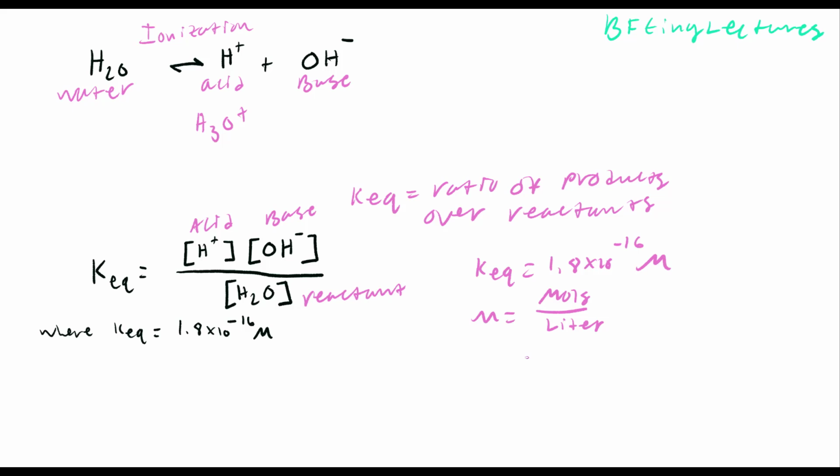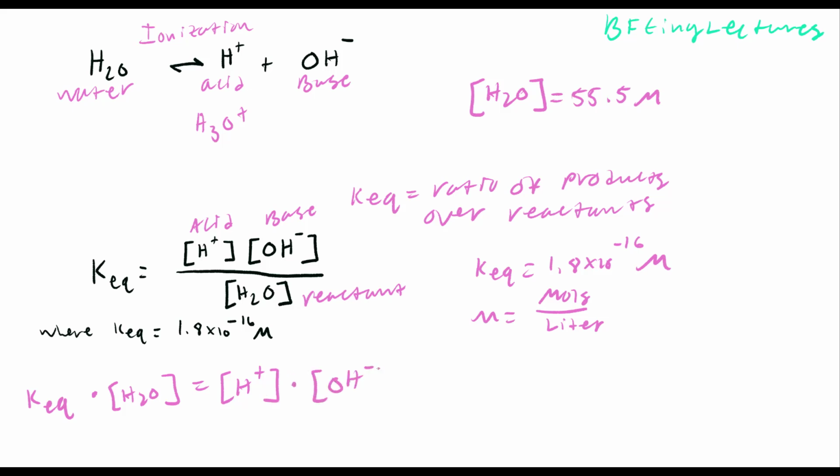So there we go. Now, they also found out that the concentration of H2O is typically 55.5 M, okay? So if we do some basic multiplication, we can actually multiply the H2O to the Keq, okay? So if we do that, we have Keq multiplied by H2O is equal to H plus, the acid, times the base, okay? But we know what those two components are, okay?